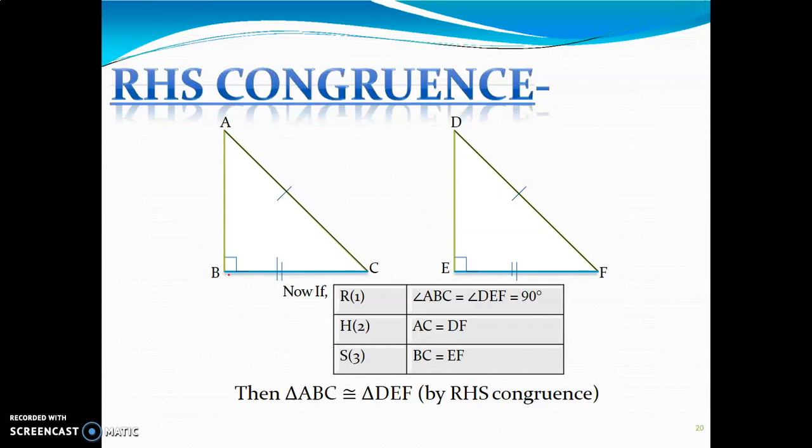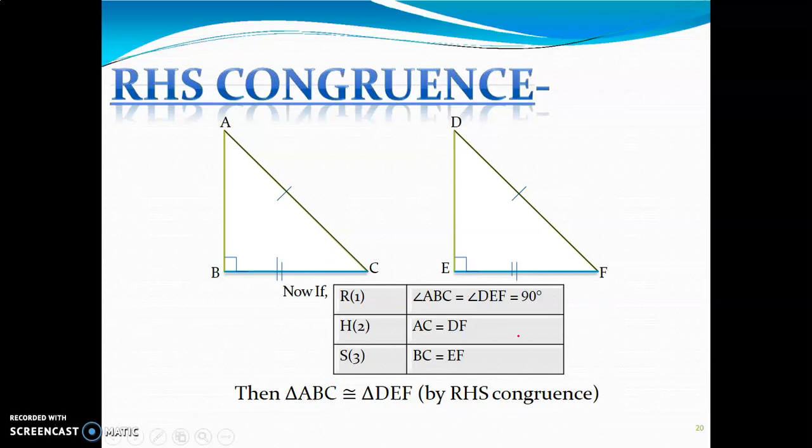See triangle ABC and triangle DEF. You can clearly see this is a right angle at B, and this is a right angle at E. So angle ABC is equal to angle DEF, 90 degrees, correct? Hypotenuse AC is equal to DF, correct? Side BC is equal to EF. Then triangle ABC will be congruent to triangle DEF by RHS congruence.